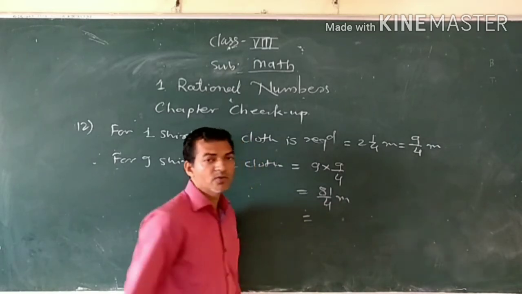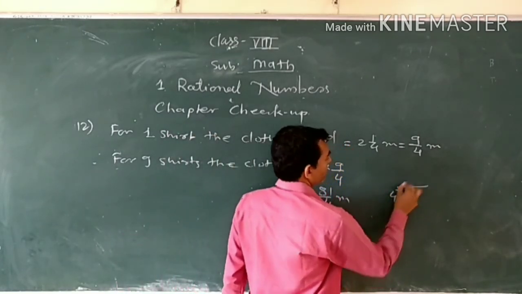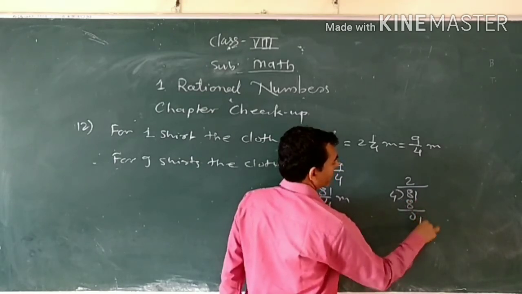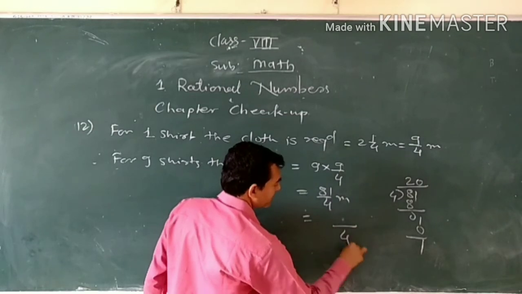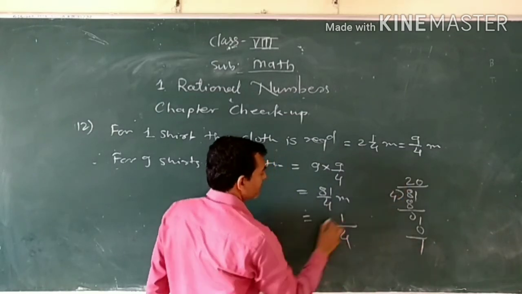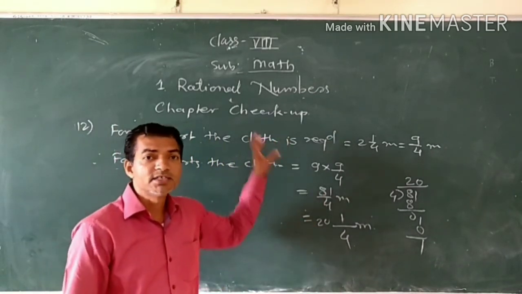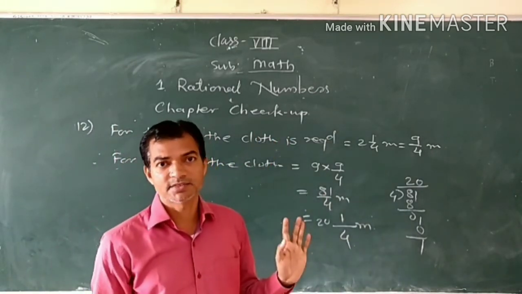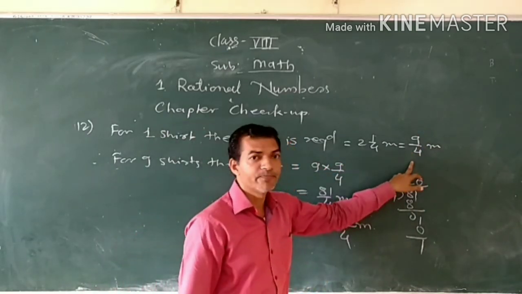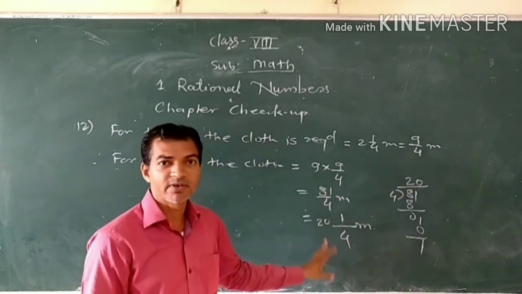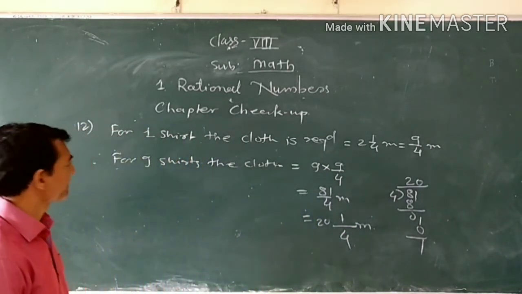So you can convert into mixed number also. So 81 by 4, 4 2s are 8, 0, 1, 4 0s are 0, means 1. So you can write this 4 as it is. This number you have to write here. So this much meter of cloth is required for stitching 9 shirts. Okay. For one shirt, this much cloth is required. And for 9 shirts, this much cloth is required. Okay, understood? So write down this.